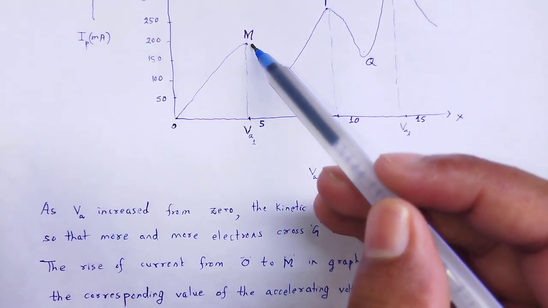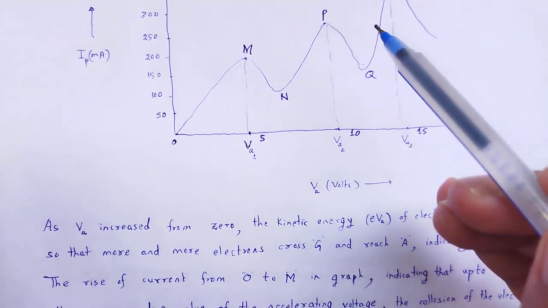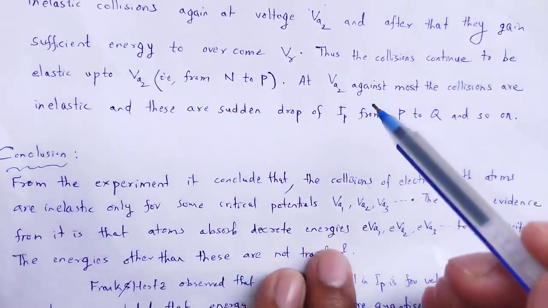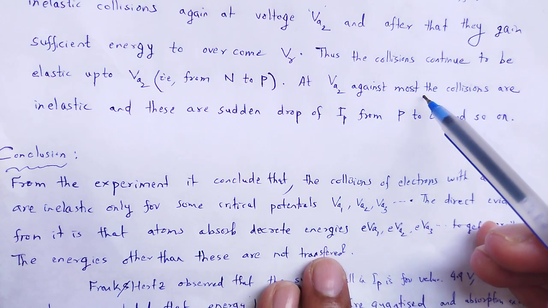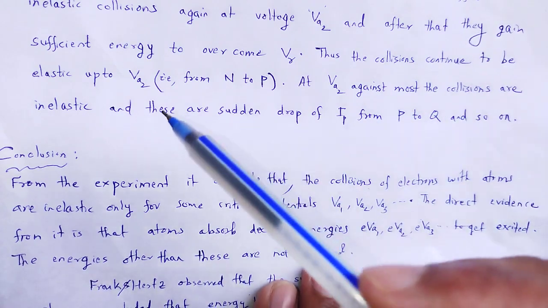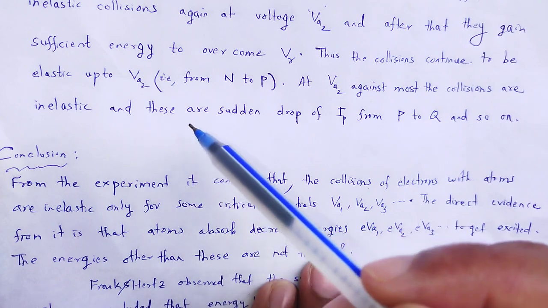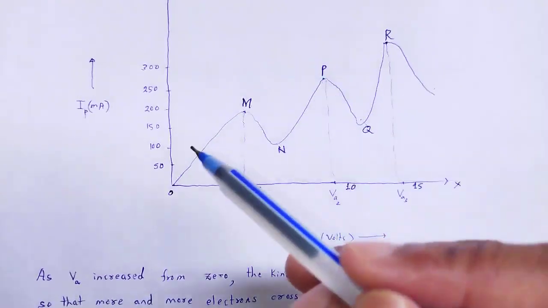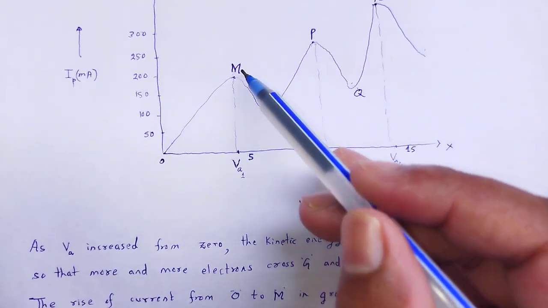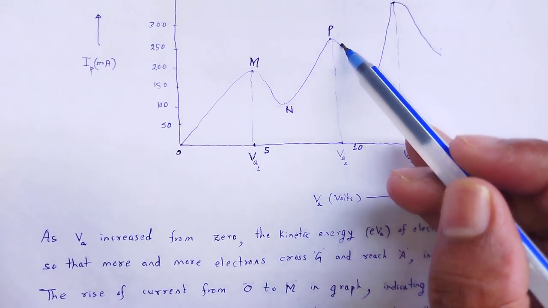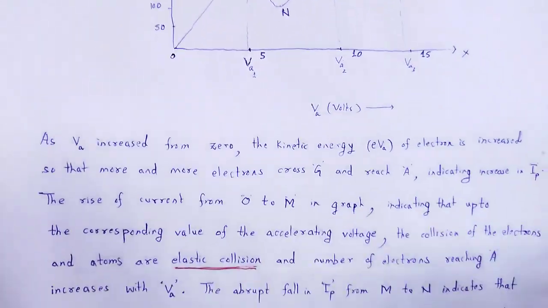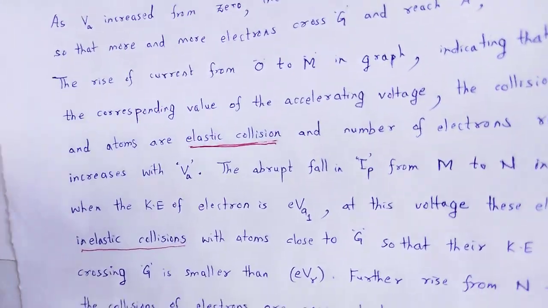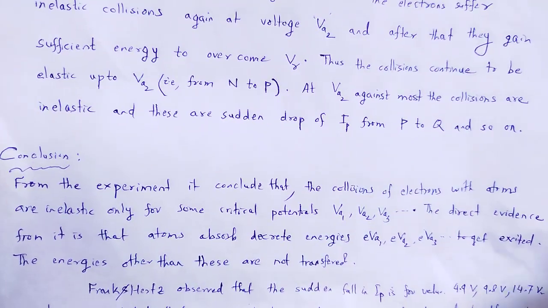Here elastic collision, then inelastic collision, elastic collision, then inelastic collision. At V_A2, again most of the collisions are inelastic, and there is a sudden drop of I_P from P to Q. Accordingly, the current increases, falls, increases, decreases. From the graph and such observation, we draw the conclusion.